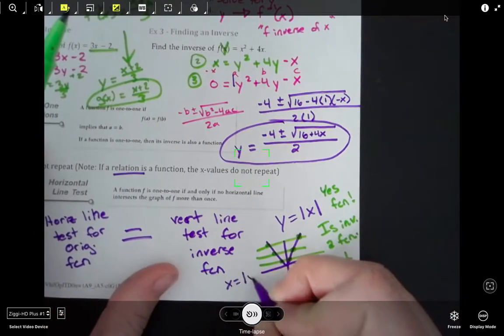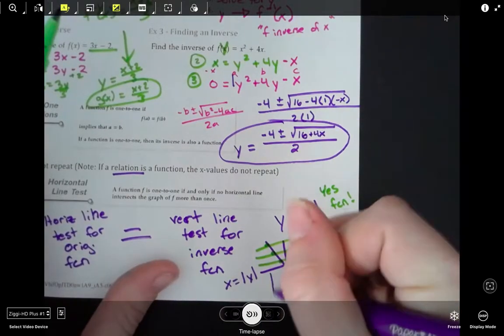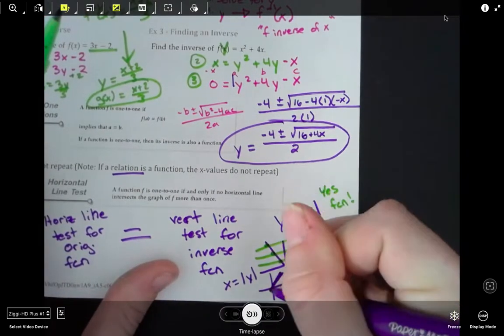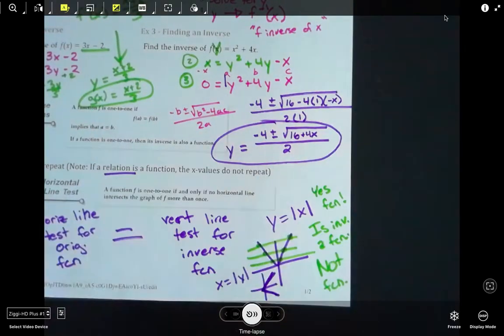Do you know what the inverse of the absolute value of x would look like? x equals the absolute value of y. That's what its inverse would be. It would look like this. It would look like a v, but on its side, right? Kind of like a parabola. The inverse of a parabola is a parabola that's on its side.